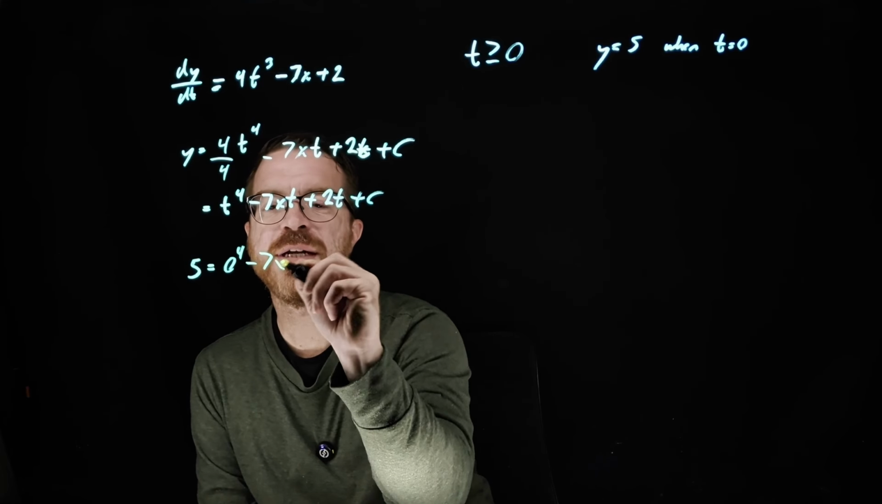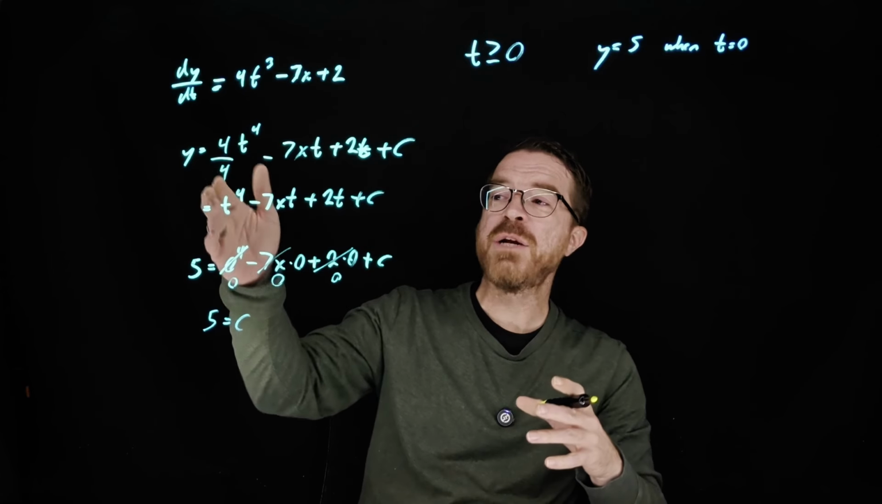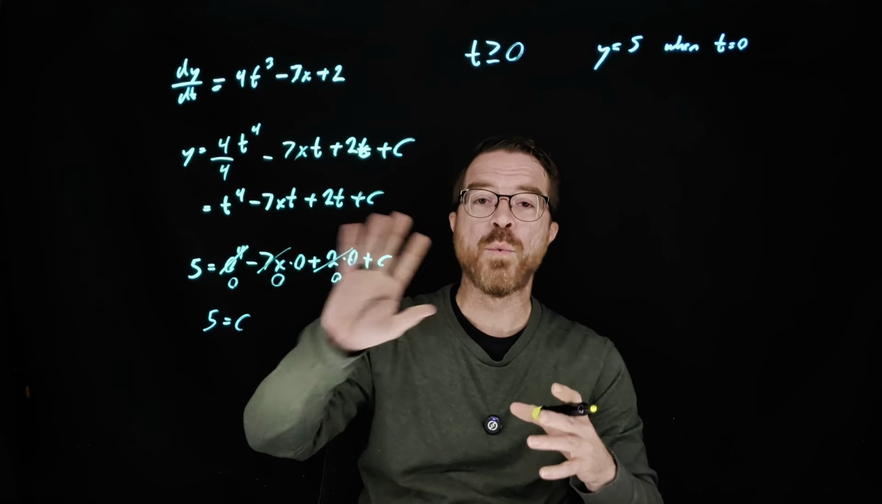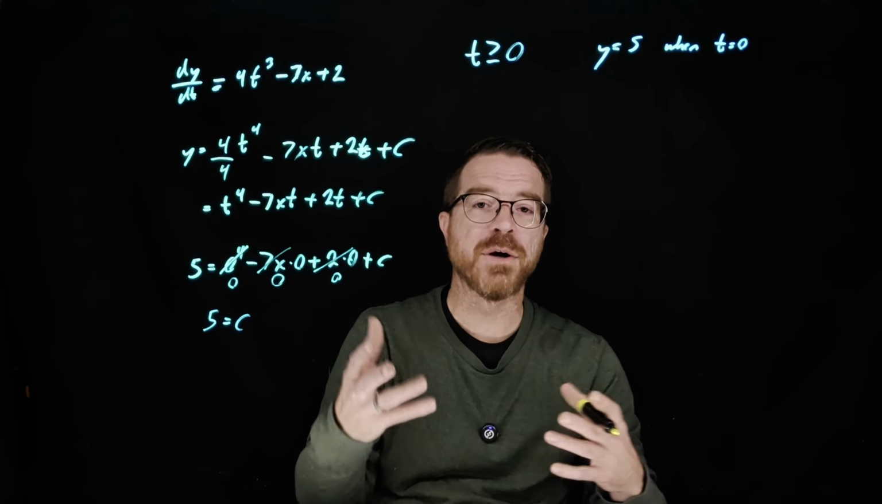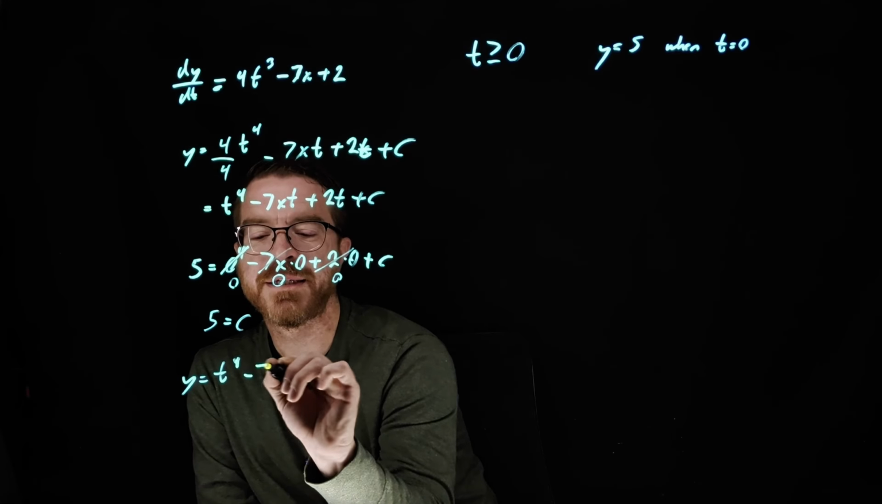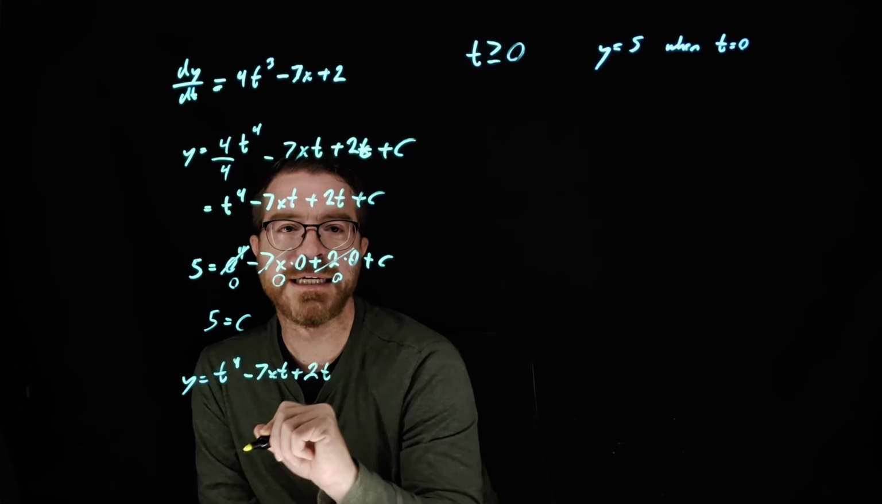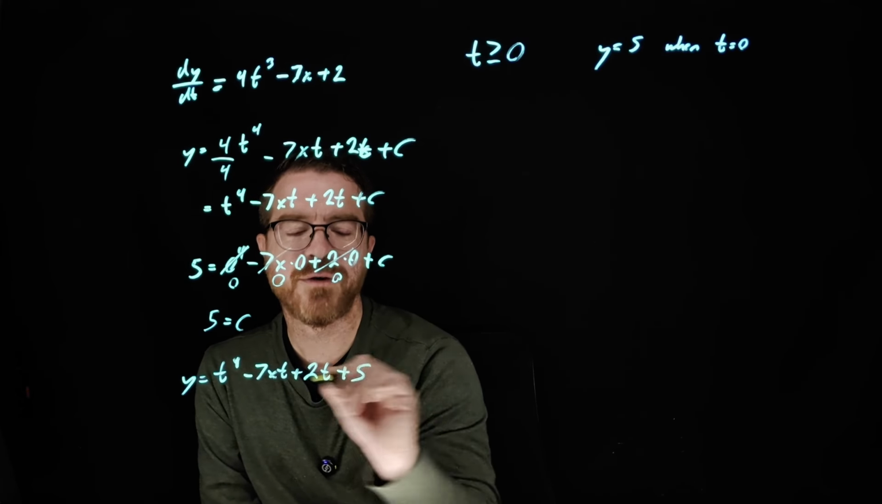So this first term is going to go to 0. Second term is going to go to 0. Third term is going to go to 0. We have that 5 equals c. So now we have the value for c. We can rewrite our antiderivative with this c, and that's what our initial value problem is. So this is going to be y equals t to the fourth power minus 7xt plus 2t plus 5.